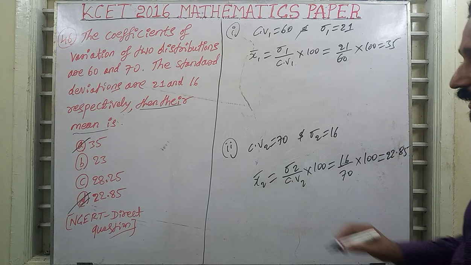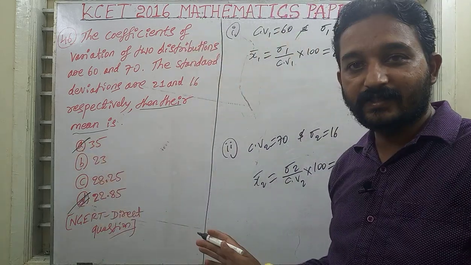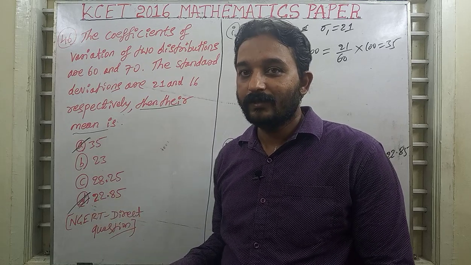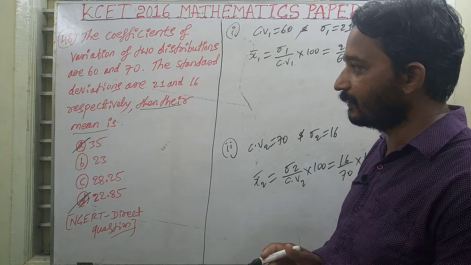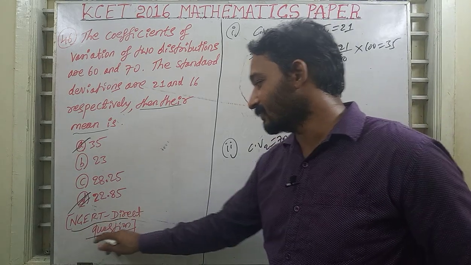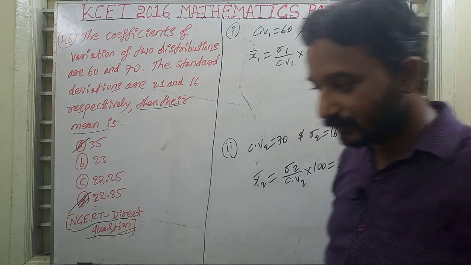So option A and option D are correct. Usually they don't ask this type of question in KCET because this has more than one correct option. It is a rare case that they ask this type of question in KCET. This is an easy question, an NCERT direct question. All the students can solve this question easily using this formula. Okay, so take them.